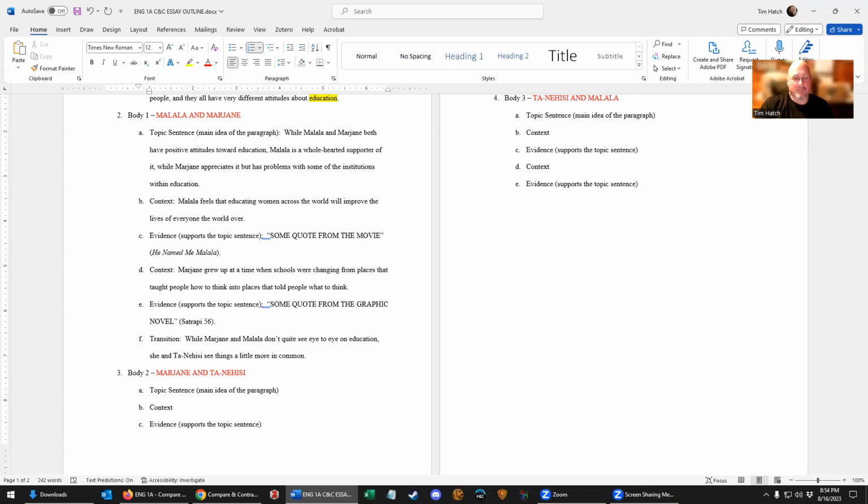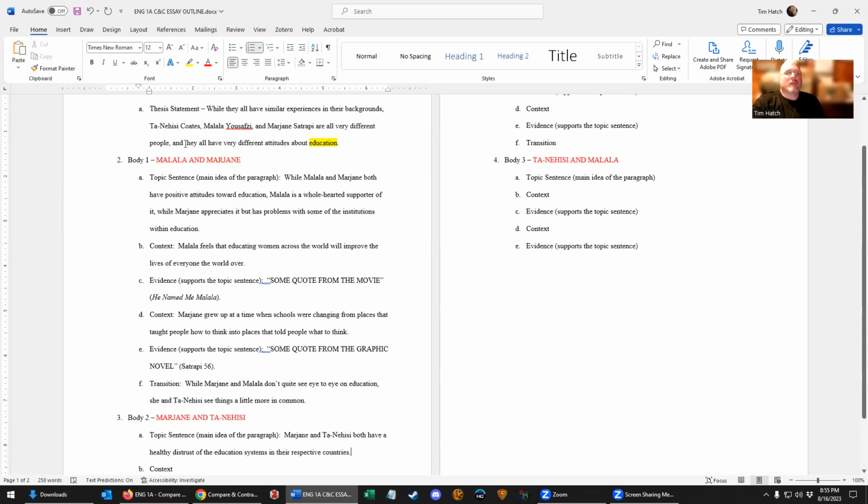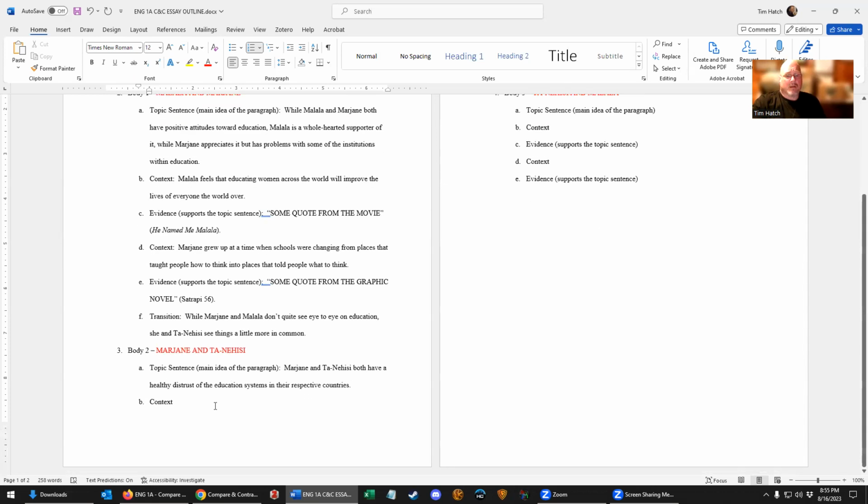And then since the next paragraph is talking about Marjan and Ta-Nehisi, Marjan and Ta-Nehisi both have a healthy distrust of the education systems in their respective countries. There's a topic sentence for the second paragraph. So you can see how the transition is leading from what you're talking about in the first paragraph into what you're talking about in the second paragraph.